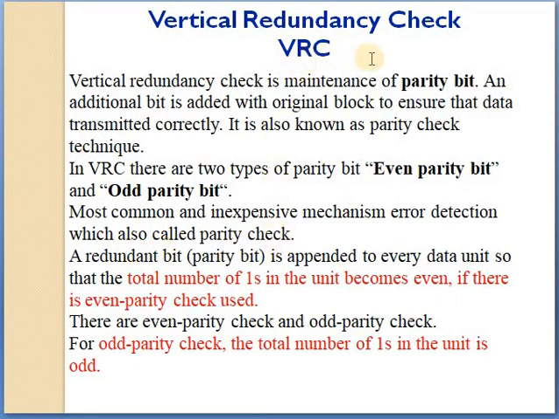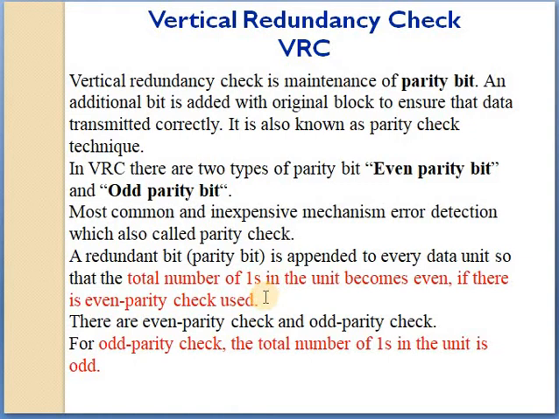The vertical redundancy check is also called the parity check technique, and there are mainly two types of parity check: first is even, second is odd. A redundancy bit, that is a parity bit, is appended to every data unit so that, remember these highlighted points, the total number of ones in the unit becomes even if it is even parity, meaning the count of ones is even.